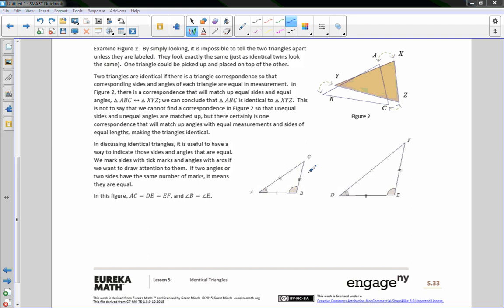So in this figure, AC is right here. There are two marks. DE is down here and it had two marks. And EF is up here and it had two. So that means AC is equal to DE and equal to EF. All three are equal. Okay, so then it says angle B. Notice there is one arc here, and there's one arc here. So angle B is equal to angle B.